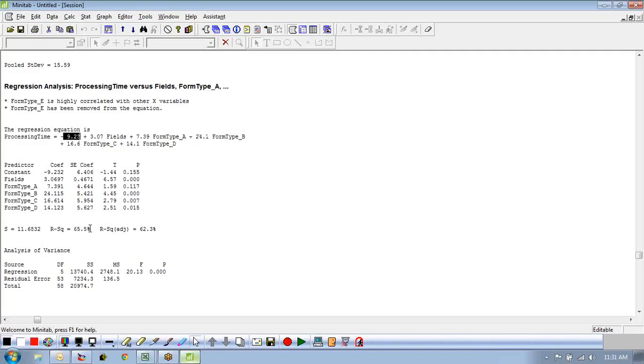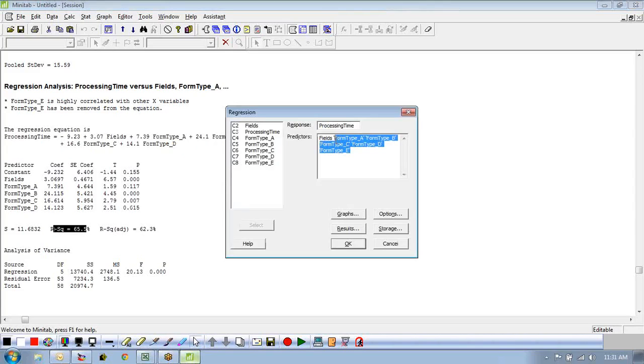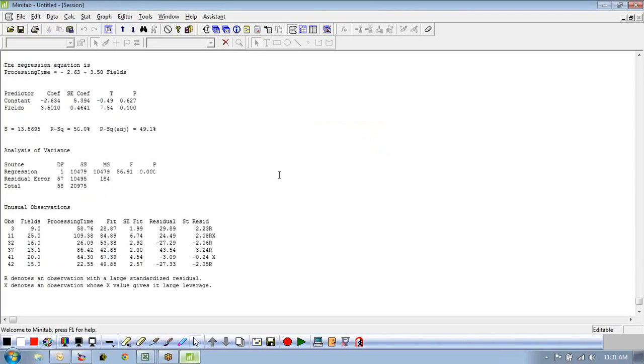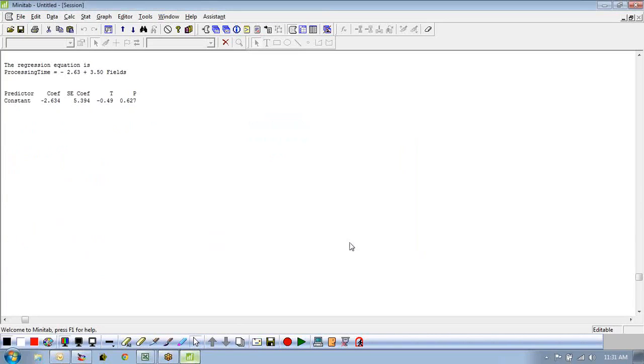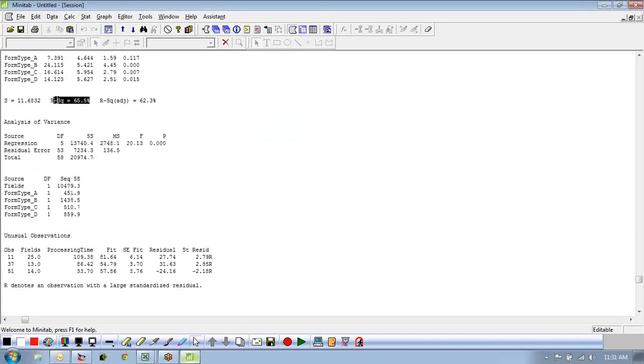Alternative, and we see that we really did improve that regression. We went from like 37%. Well, let's see. I just want to remind myself what this was when we just looked at fields. Yeah, we had a 50% regression when we just looked at fields. So by adding in form types A, B, C, D, E, we improved that regression to 65%. So we made it significantly better.